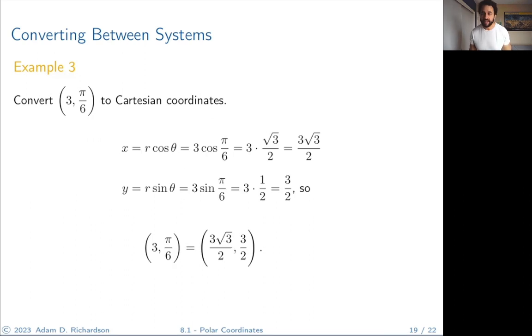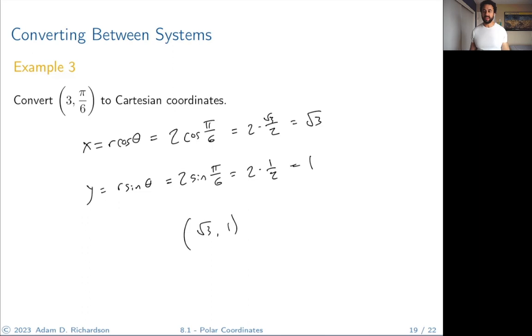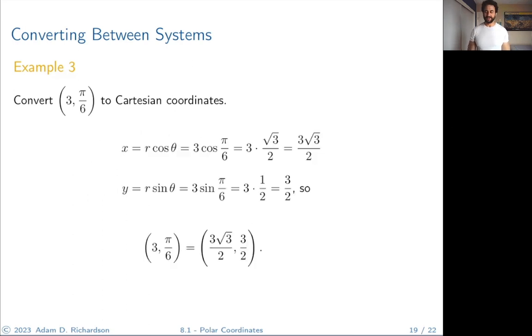There we go. Oh wait, did I? Oh, you know what? I apologize. My radius is not 2. My radius is 3. This is why you got to work in groups, right? So I apologize. Okay, these 2's should be 3's, and that'll change the result here. That's a 3, that's a 3, that's a 3. So 3 root 3 over 2, and 3 over 2. There we go. That's the point. So that's the point 3 comma pi over 6 written in Cartesian form. So this is polar, and this is Cartesian.